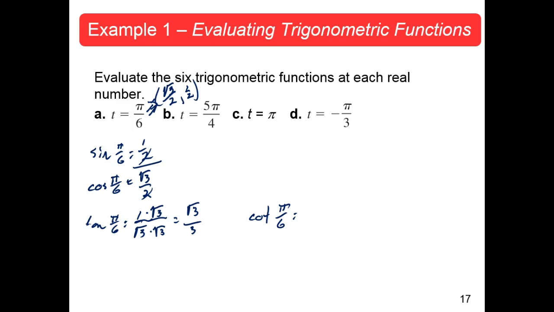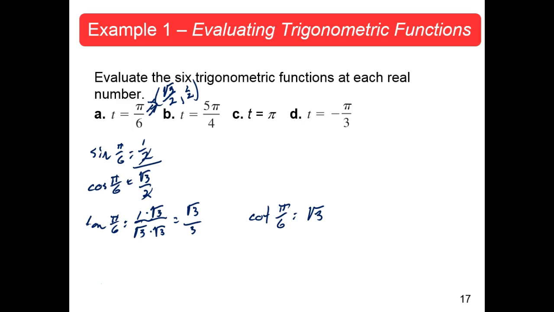Now you call on that reciprocal relationship. Cotangent is 1 over tangent. 1 over tangent. So that would just be root 3. There you go. Back to this form that we wrote down to begin with, and just flip that over and that's root 3. Does that make sense?